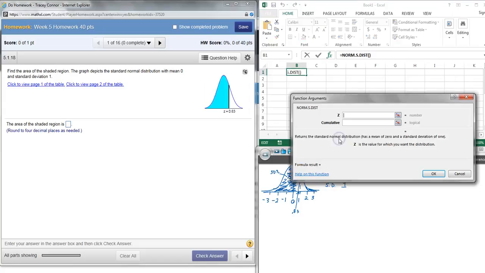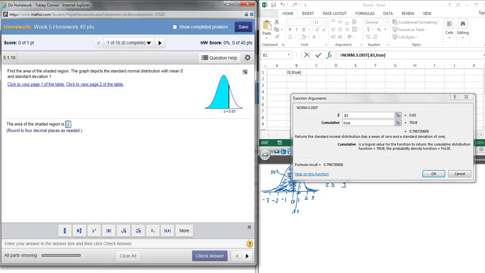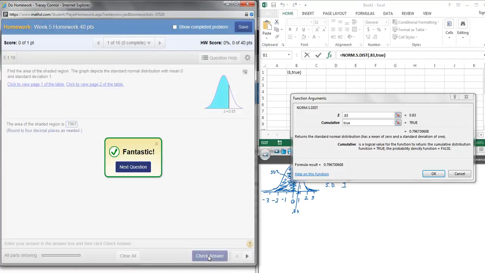So we can go ahead and try this one here. So what is our z-score? It is 0.83. And then for cumulative, we want it to be cumulative. We will rarely ever use this PDF here. So we're going to go ahead and type in true. And you'll see that it gives us the probability of being less than 0.83 or z-score 0.83, or finding the area of this region. And then we go to 4 decimal places. So we put in 0.7967, and we can go ahead and check our answer. And we've got it.